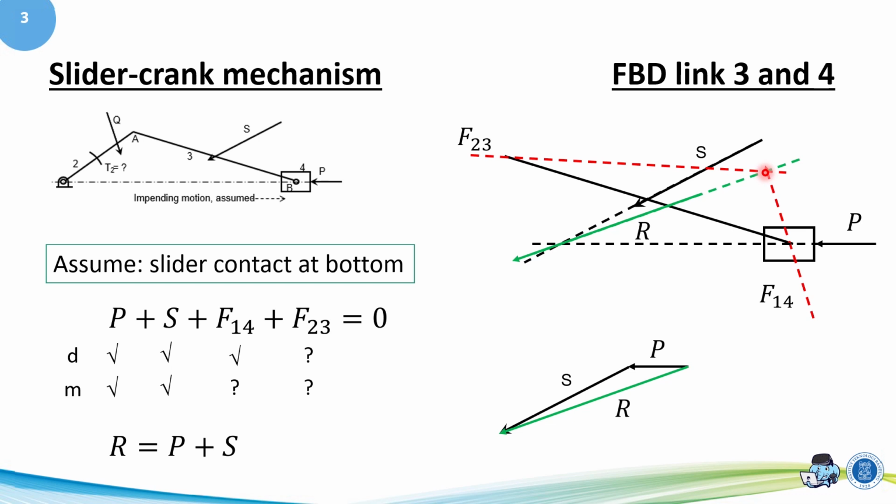Next, we have R plus F14 plus F23 equal to 0. So for this R, we draw the direction of F23 and we draw the direction of F14. You see that's the intersection. We can determine the vector F23 and the vector F14.